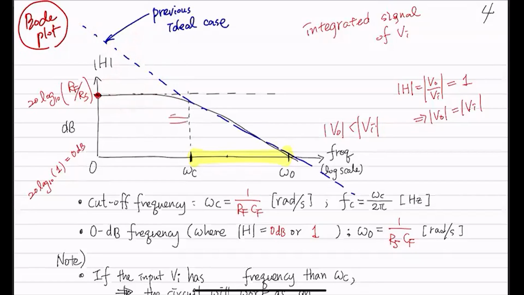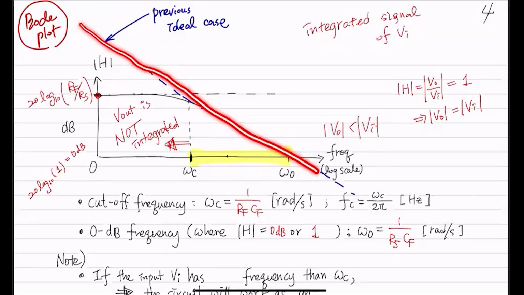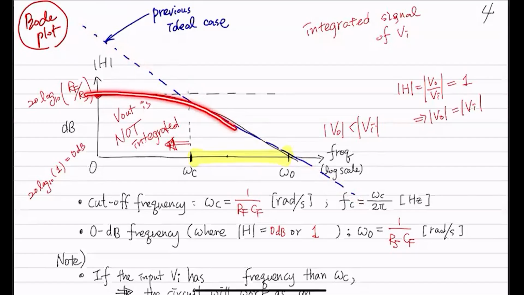So for frequencies below that, the output is not integrated. You see what I'm saying? Ideally, it should follow this kind of line to be integrated. But your practical response is giving you something like that. So it's obvious that here and there, they're different. That means ideally it should be integrated, but your output in the practical case is not being integrated. So you don't want to use a frequency range that is from 0 up to your cutoff frequency, okay?